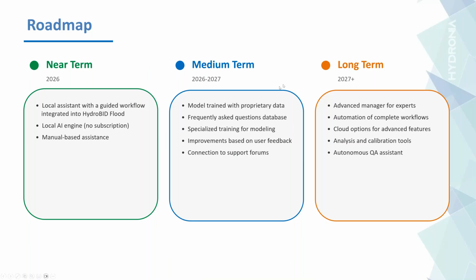Then we have a medium-term goal, from 2026 to 2027, where the models will be trained with proprietary data. As the model runs, it learns, and it will enrich the knowledge of the system with a frequently asked questions database, specialized training for modeling, improvements based on user feedback, and connection to support forums. So this is a secondary stage that will be in the next couple of years.